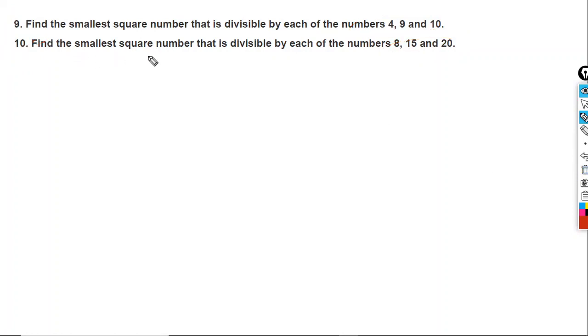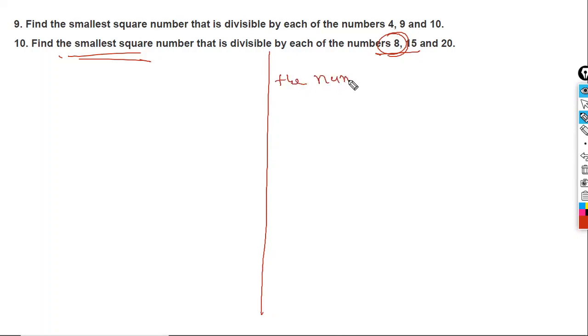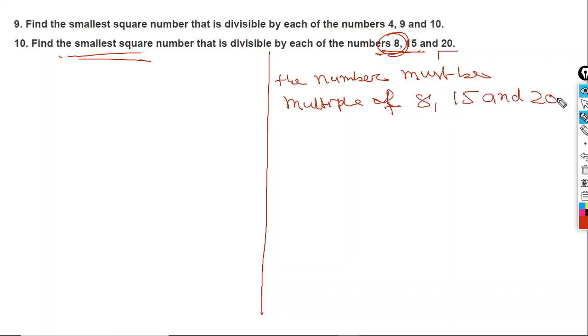We have to find the smallest square number which is divisible by each of the numbers. A number is divisible by 8, that means the number must be a multiple of 8, similarly a multiple of 15 and a multiple of 20 also. So the number must be a multiple of 8, 15 and 20.